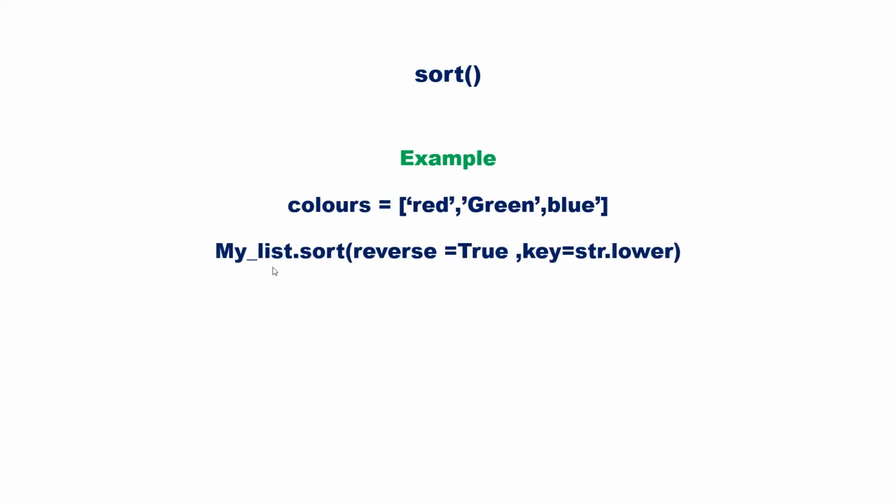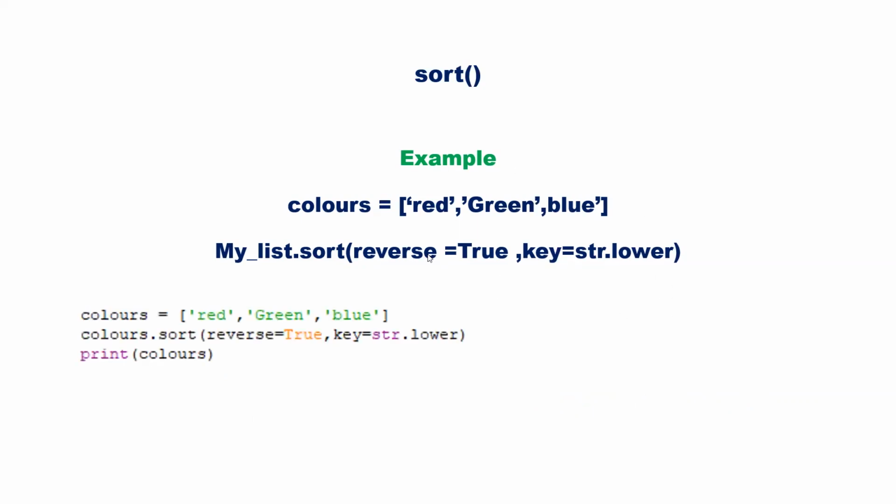Now if you write mylist.sort with reverse equal to True and key equal to str.lower, in this case the sorting will happen in descending order. You can see here red, green, and blue will be the result.